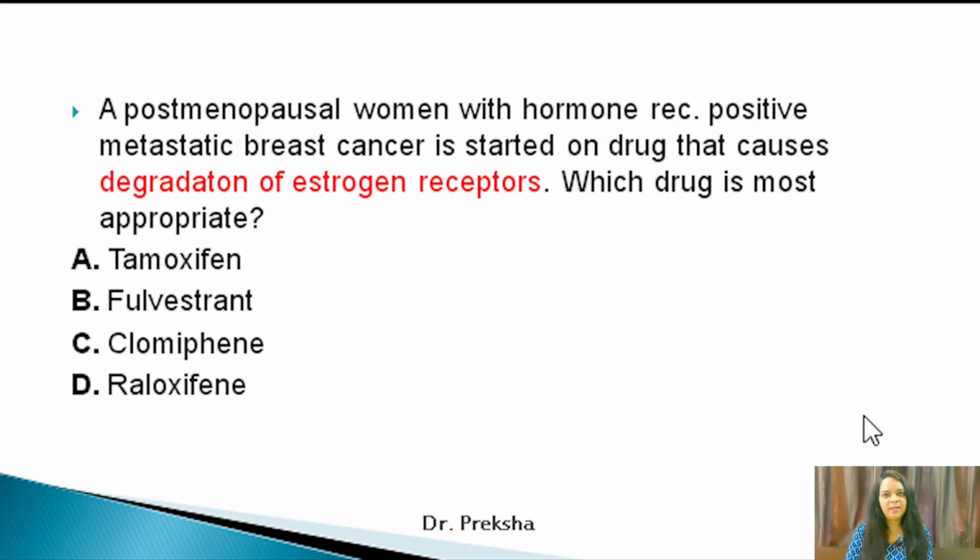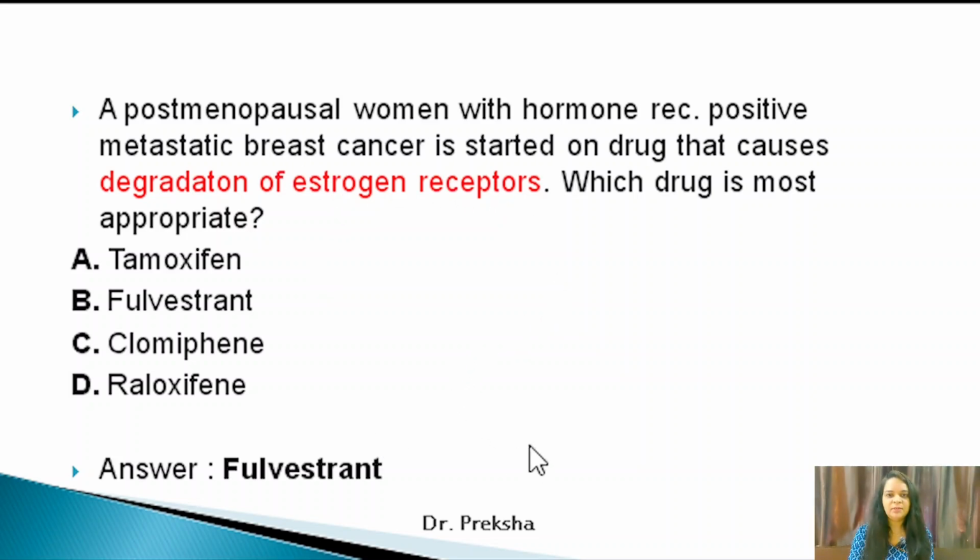Now coming to the MCQ: a postmenopausal woman with hormone receptor positive metastatic breast cancer is started on a drug that causes degradation of the estrogen receptor. Which drug is most appropriate? The degradation of the estrogen receptor is caused by fulvestrant. So that is the answer. Tamoxifen, clomifene and raloxifene are selective estrogen receptor modulators. So the correct answer here is fulvestrant, which causes degradation of the estrogen receptor, and it is a selective estrogen receptor downregulator.